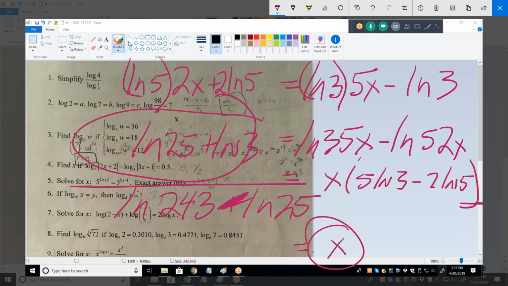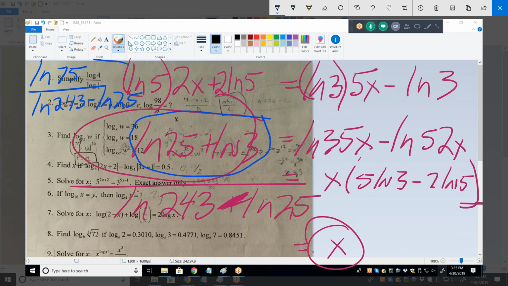Now we can do more simplification. In other words, this numerator right there is the same as the natural log of 3 times 25. The denominator is the same as natural log of 243 divided by 25, which doesn't divide evenly. Okay, so there's nothing wrong with that answer, I don't think. It's your final answer for x. I guess so.